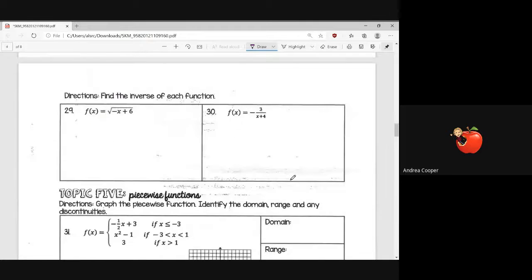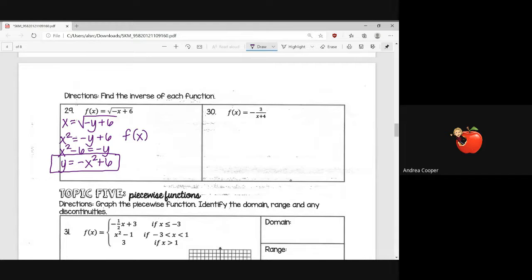How do I find the inverse? That means you switch your x and y and solve for y. So this is going to be x equals the square root of negative y plus 6. Square both sides, so x squared equals negative y plus 6. Subtract 6, so x squared minus 6 equals negative y. And then multiply everything by negative 1. There is your inverse. You technically should probably write it as f inverse of x equals negative x squared plus 6.